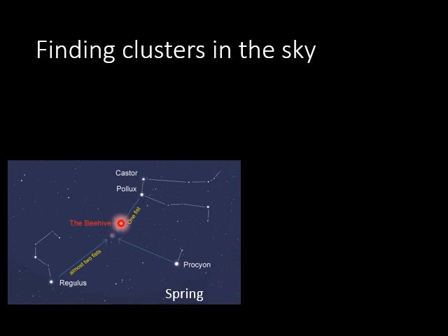You'll see a small fuzzy patch. Take a pair of binoculars or a small telescope and point it at this cluster, and you'll see a whole bunch of individual stars that kind of look like a swarm of bees. That's where the name the Beehive cluster came from.